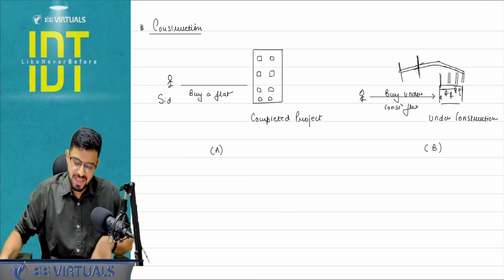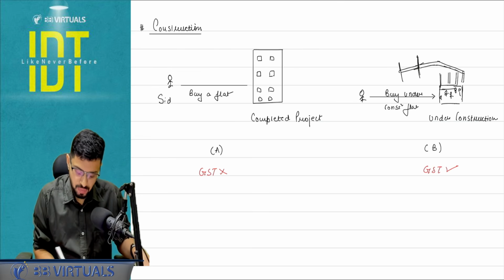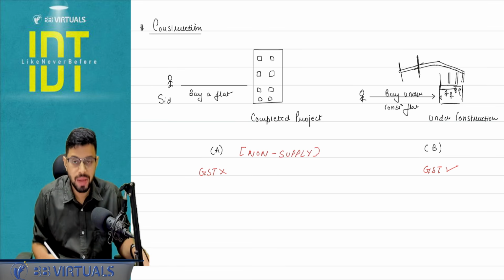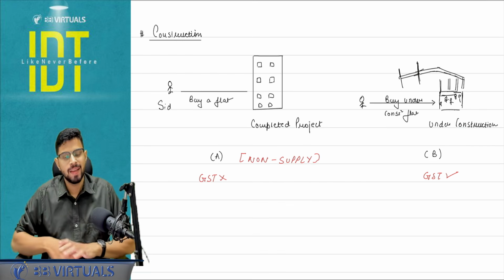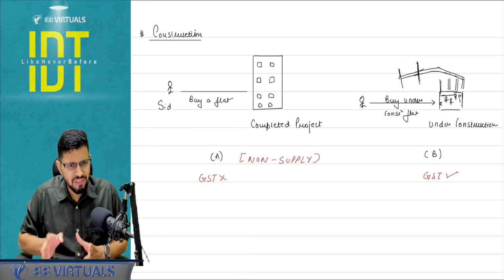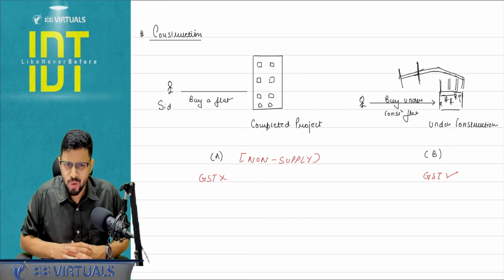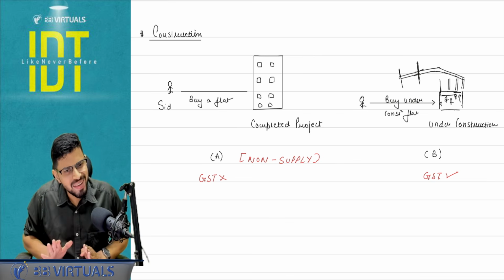The correct answer is case number 2. This will not be a supply. Sir, how come it is not a supply? Tell me, is it a goods? Is it a movable property? Can a flat be moved? No. And is it a service? No, sir. No one is doing anything. The work is already done.